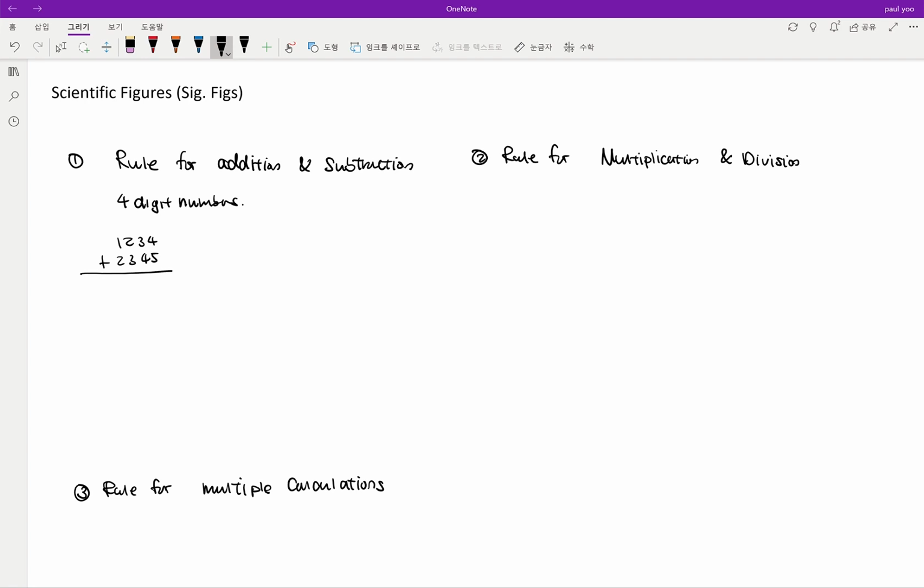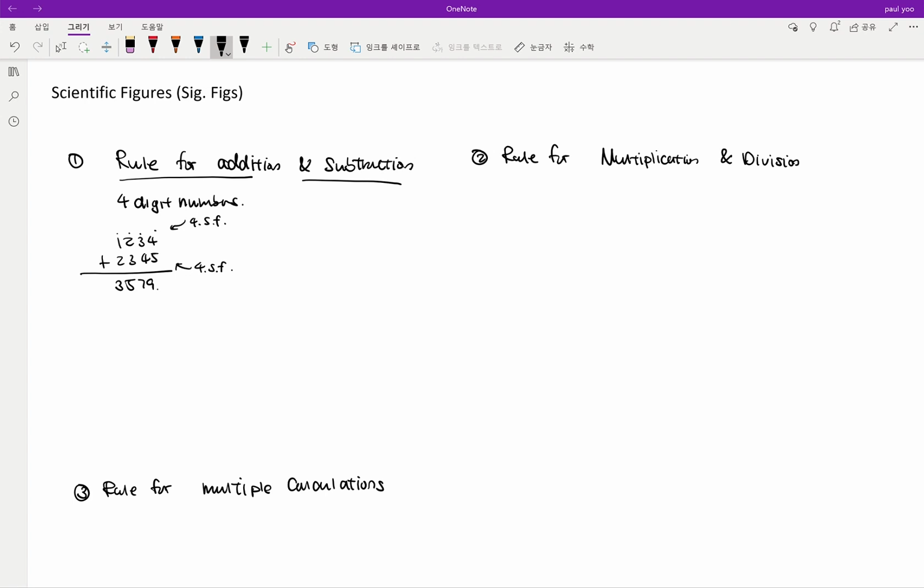The top number has 4 sig figs because 1, 2, 3, 4 all count, and the bottom number also has 4 sig figs. So you will straight up add the numbers to get 3, 5, 7, and 9, and this is going to be the answer. The rule for addition and subtraction is that you only count the greatest digit for the sig fig.